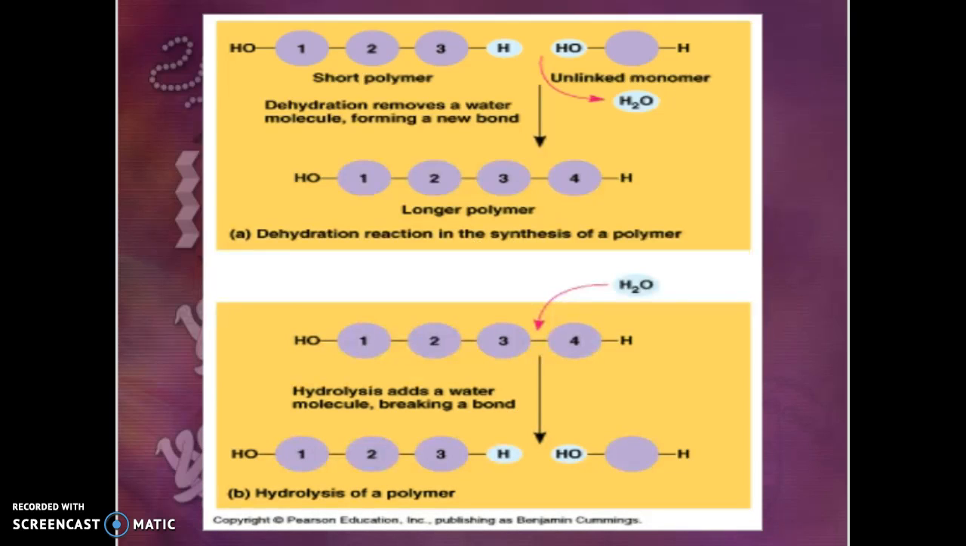Here's a picture that shows dehydration. So we're removing a water that's causing our unlinked monomer to be connected or added on to the short polymer to make a longer molecule. Then picture 2, we've got our long polymer, we add water, and we break off the end monomer.